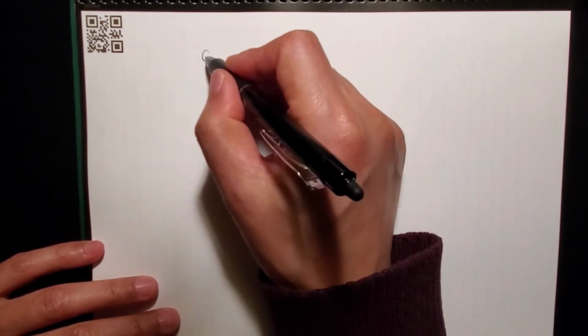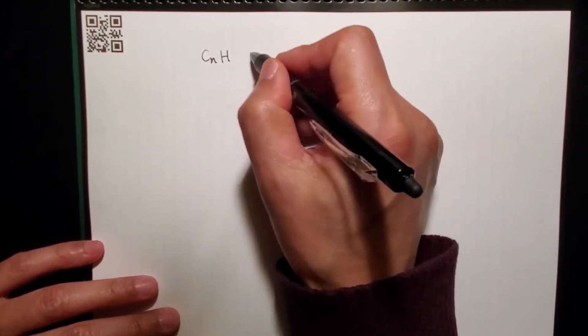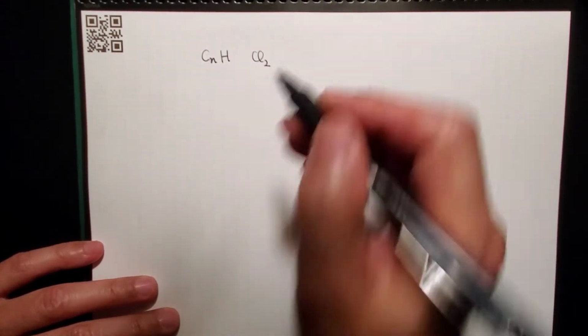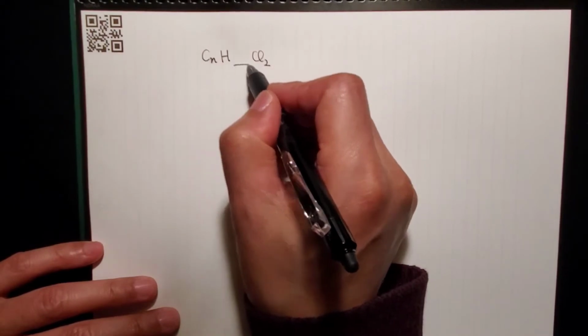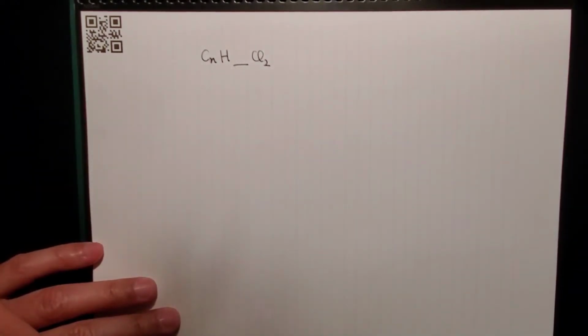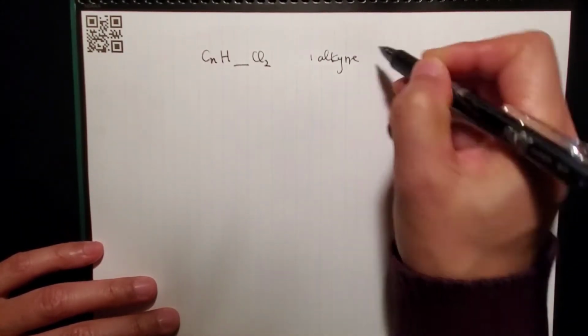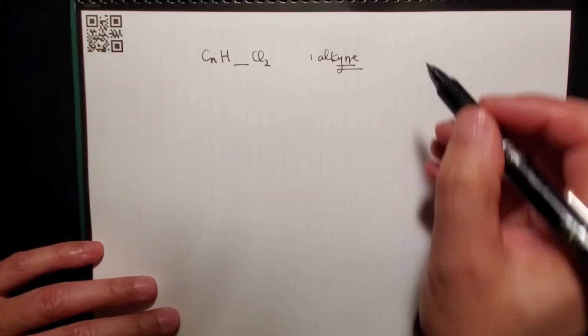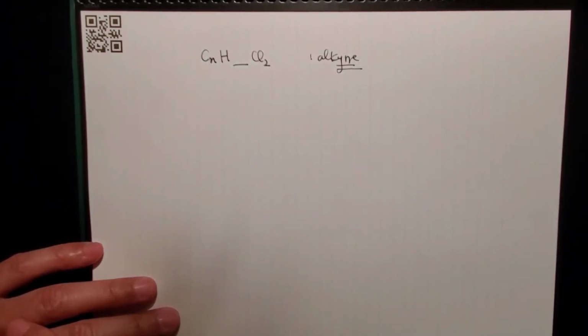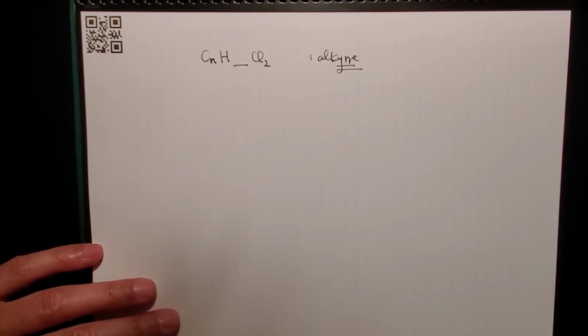You have n number of carbons and you have 2 chlorines, then how many hydrogens do you need for a straight chain alkyne? Okay, and there's only one, let's just say only one triple bond, not a diyne, but just one yne.